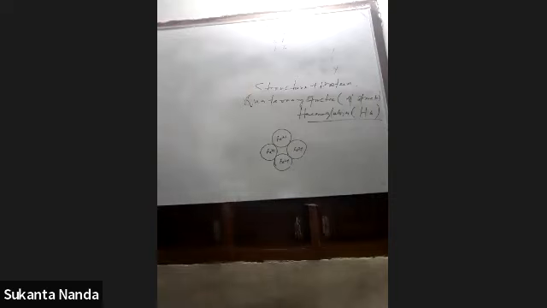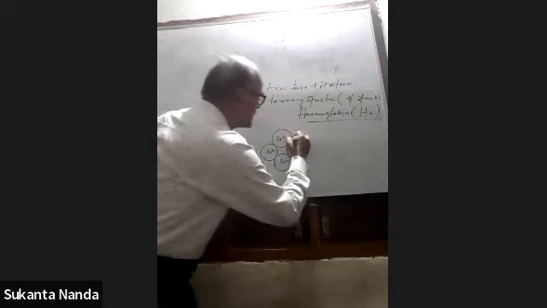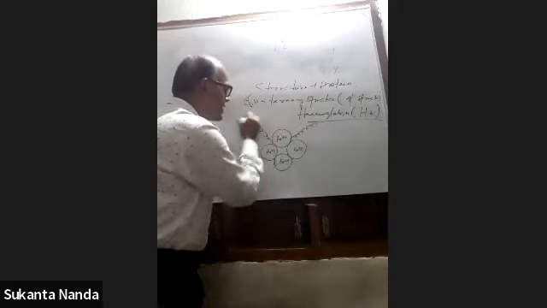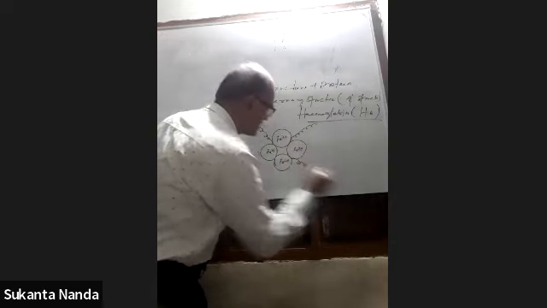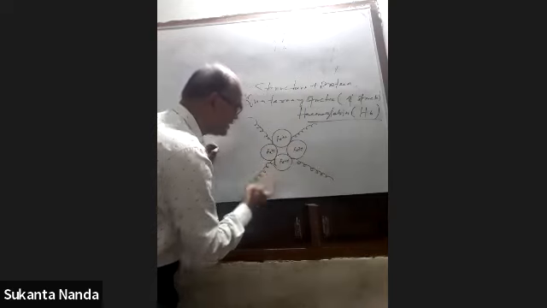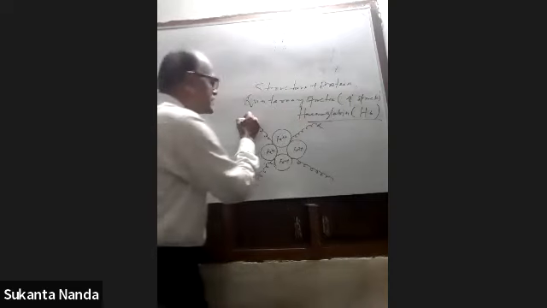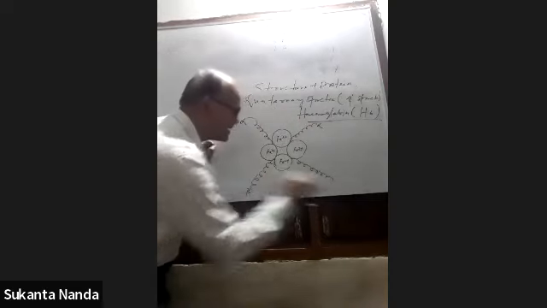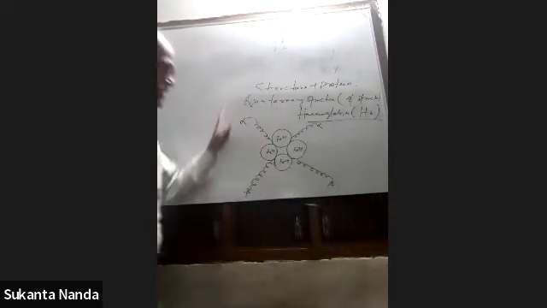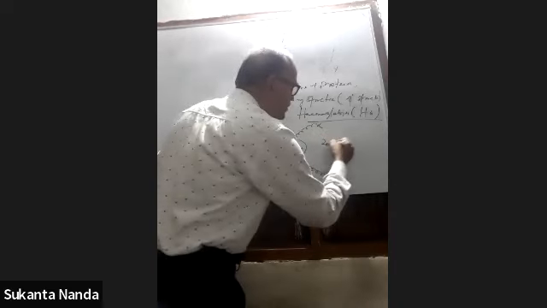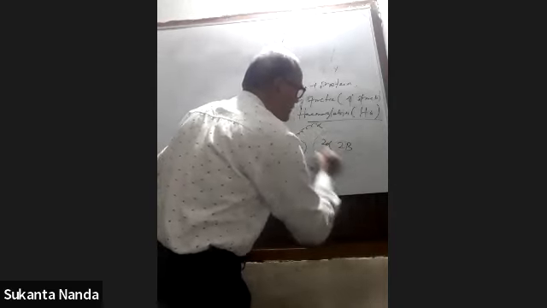Here you will find 4 subunits. Here is one subunit, here is another subunit, here is another, and here is also another subunit. This subunit is alpha, this one also alpha, this one is beta, and this one is also beta. So they consist of 2 alphas and 2 betas.